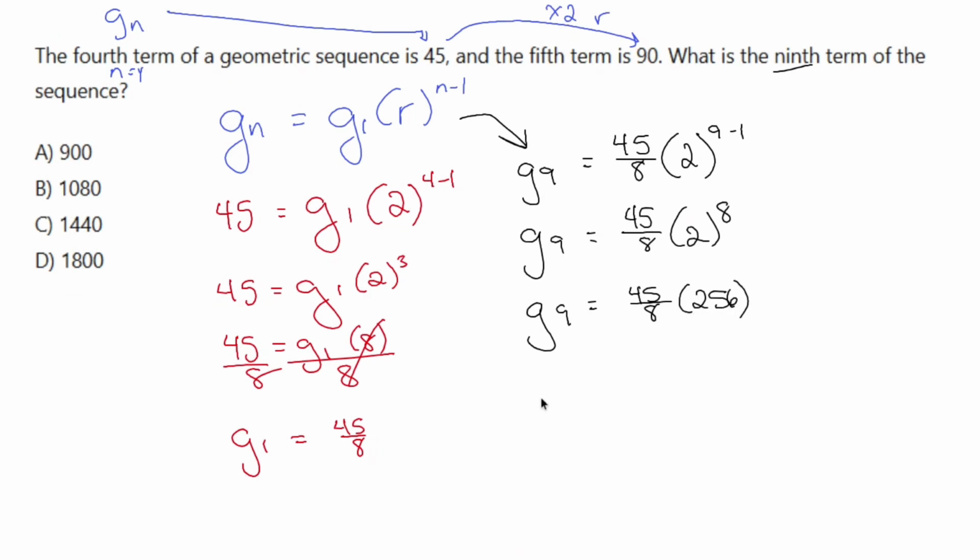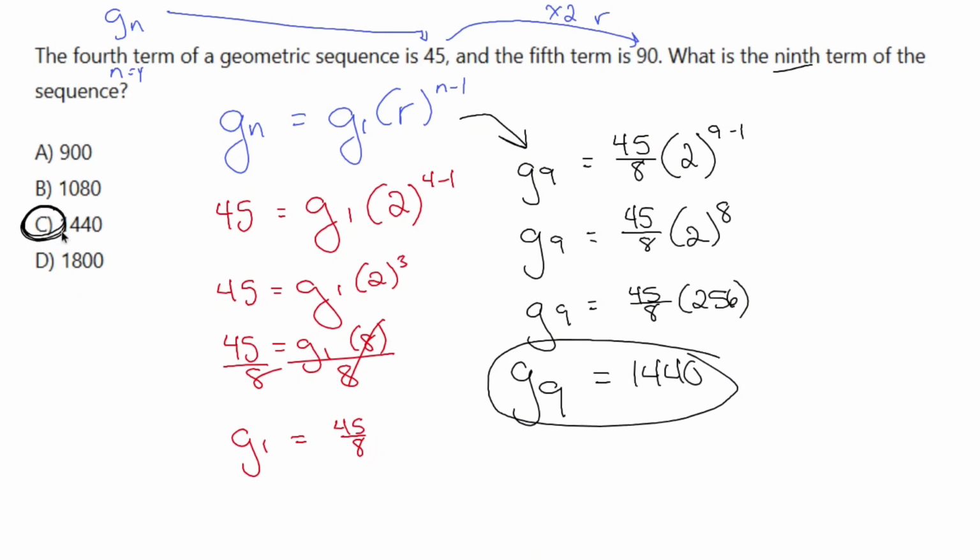Now, through the power of math magic, I know very well that g sub 9 is going to equal 1,440, which is going to be C. So that's how you do that geometric sequence problem right there.